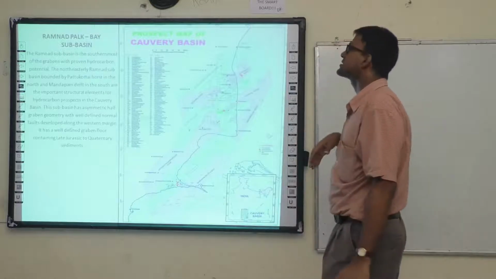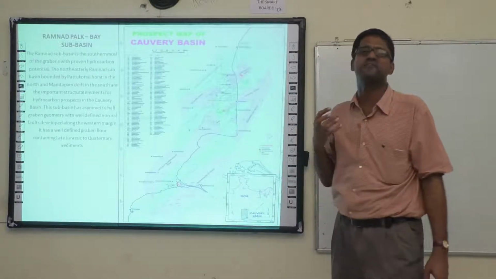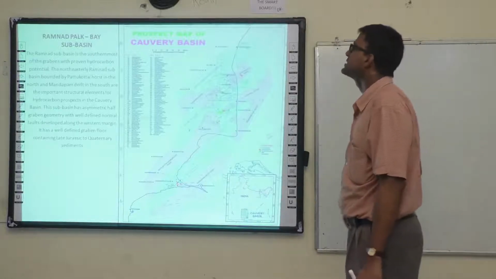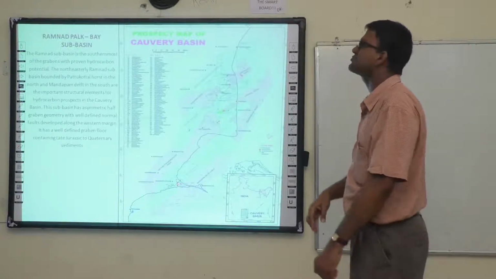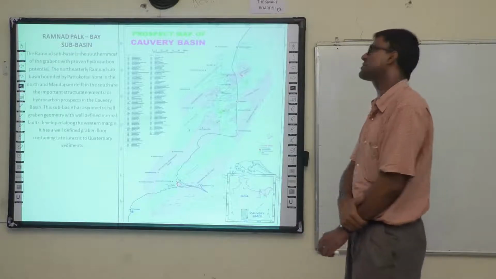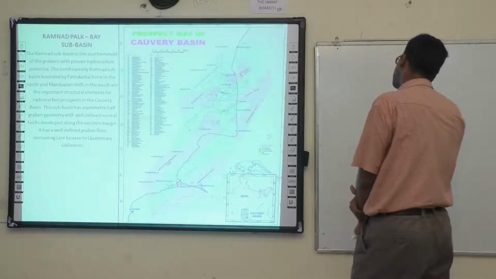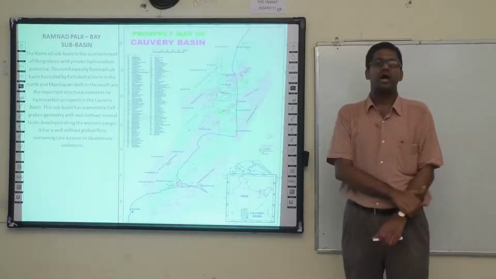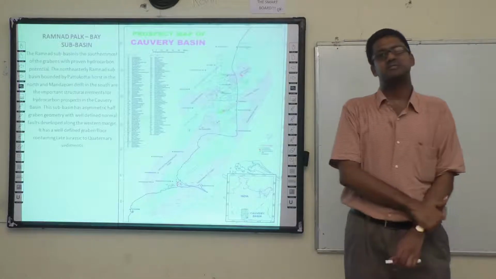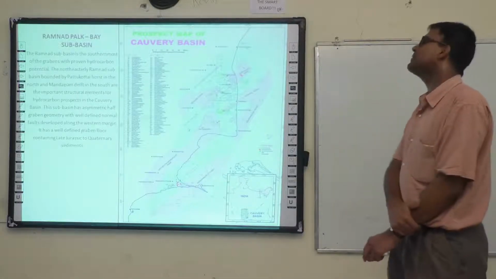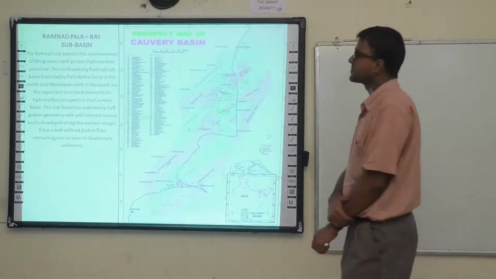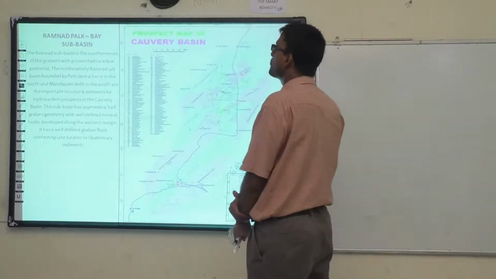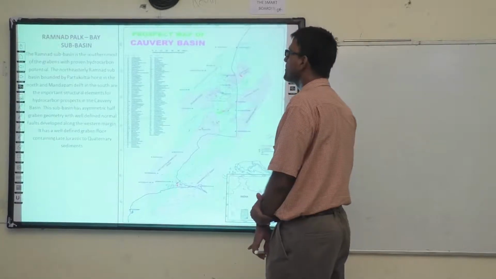Now, to have a brief gist about what is Ramnath subbasin. It is the southernmost of the grabens with proven hydrocarbon reserves. So in Ramnath subbasin, we have mostly hydrocarbons, that is gas, with very little presence of oil. So the Ramnath subbasin is, as I told you, Pattukottai, Mannar and Mandapam.